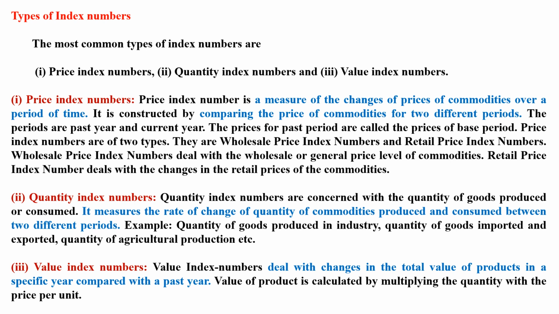II. Quantity index numbers. Quantity index numbers are concerned with the quantity of goods produced or consumed. It measures the rate of change of quantity of commodities produced and consumed between two different periods. Example: quantity of goods produced in industry, quantity of goods imported and exported, quantity of agricultural production, etc. III. Value index numbers. Value index numbers deal with changes in the total value of products in a specific year compared with a past year. Value of product is calculated by multiplying the quantity with the price per unit.